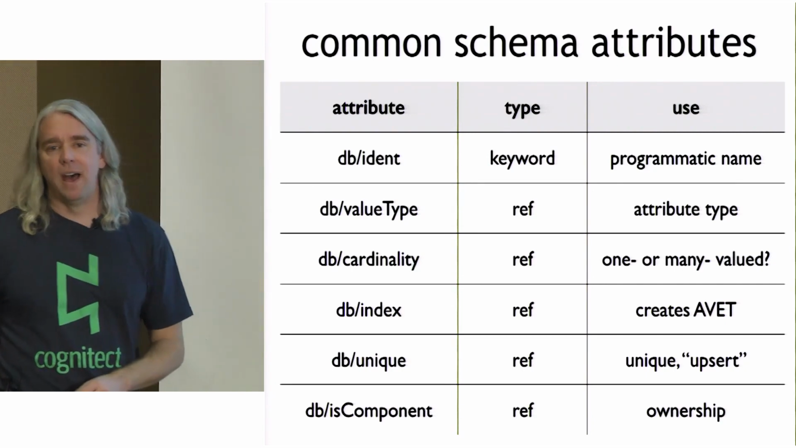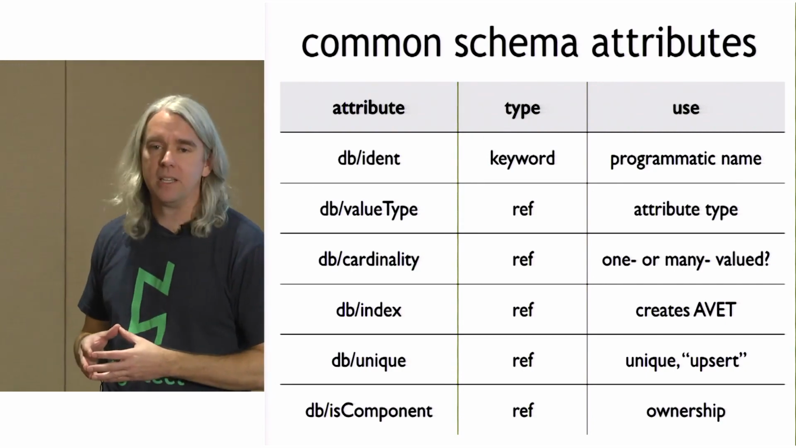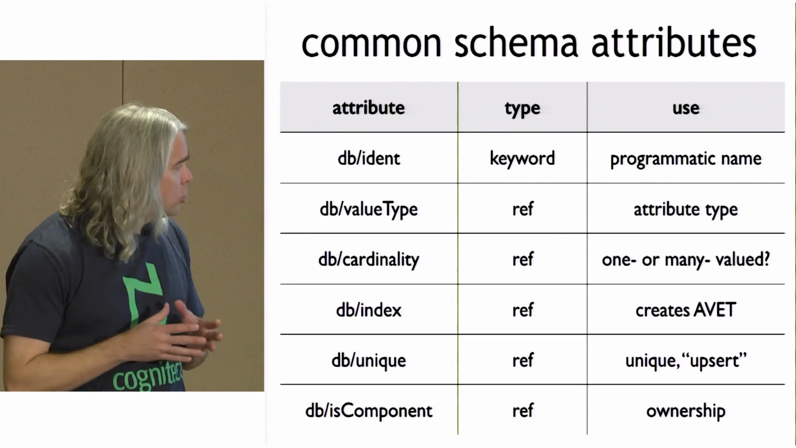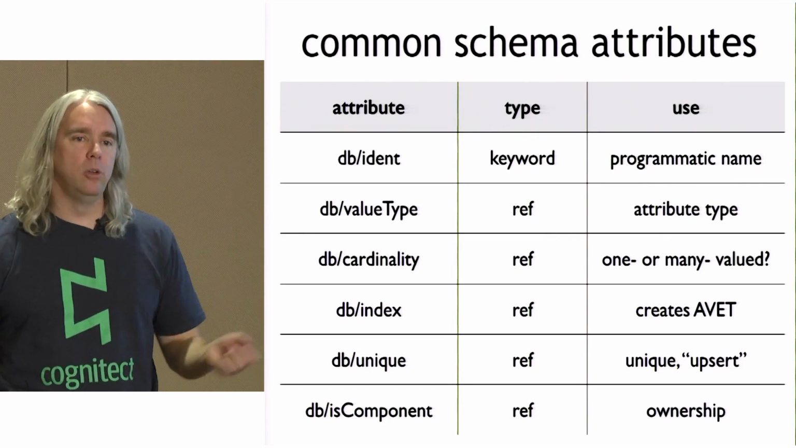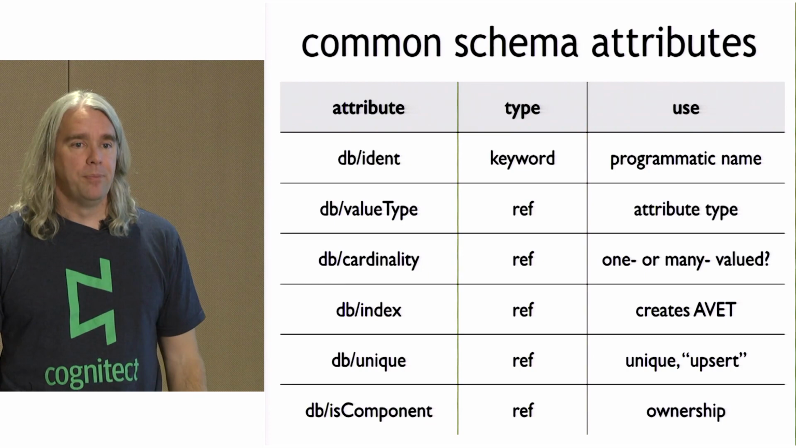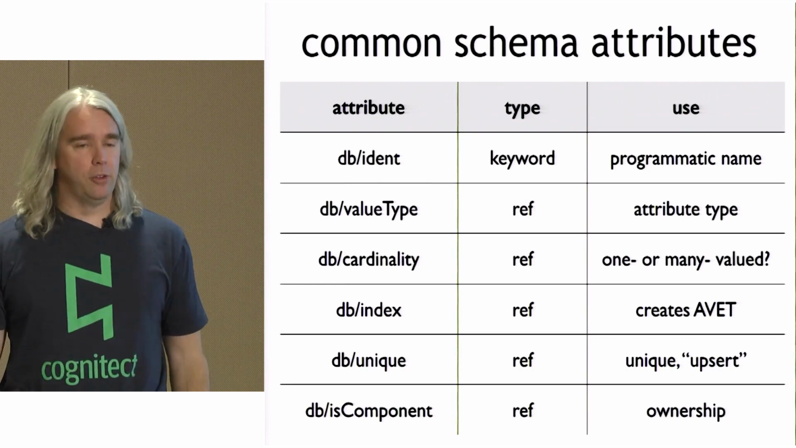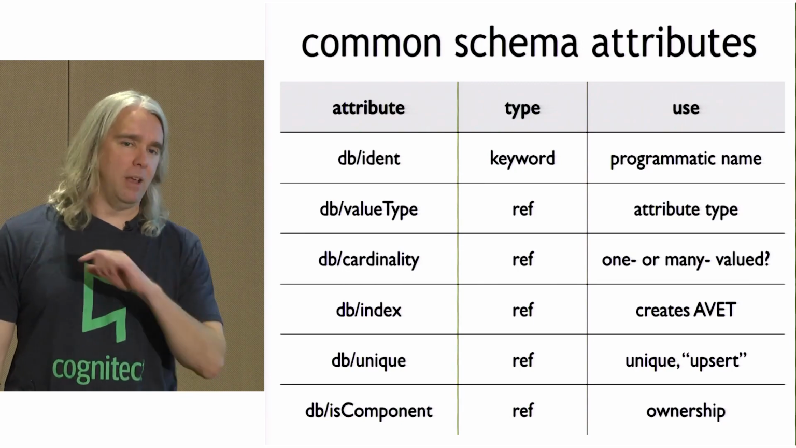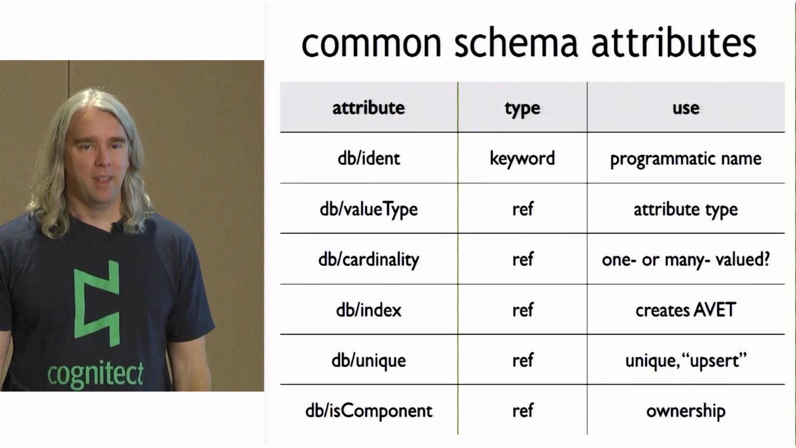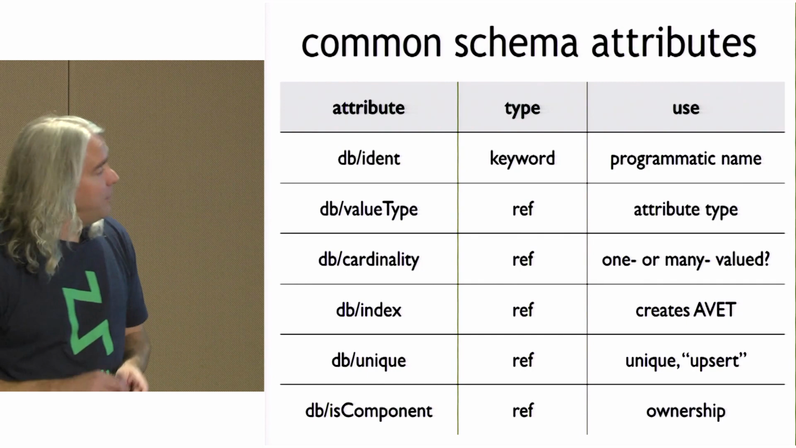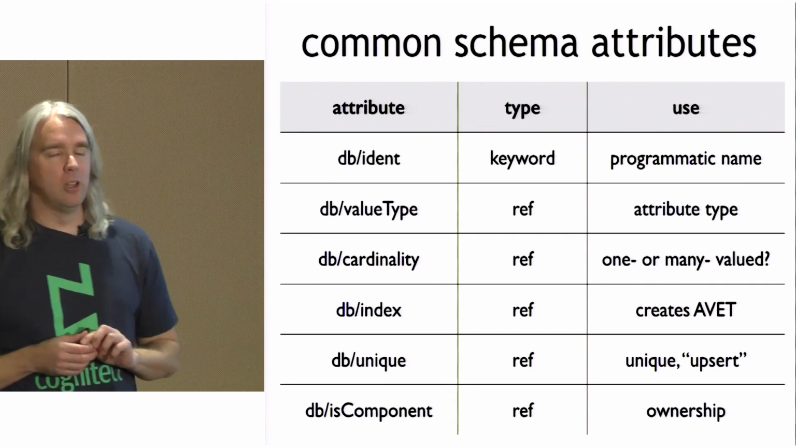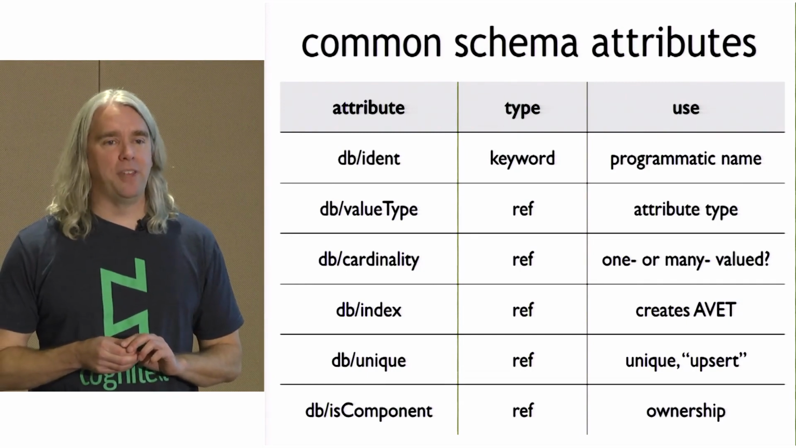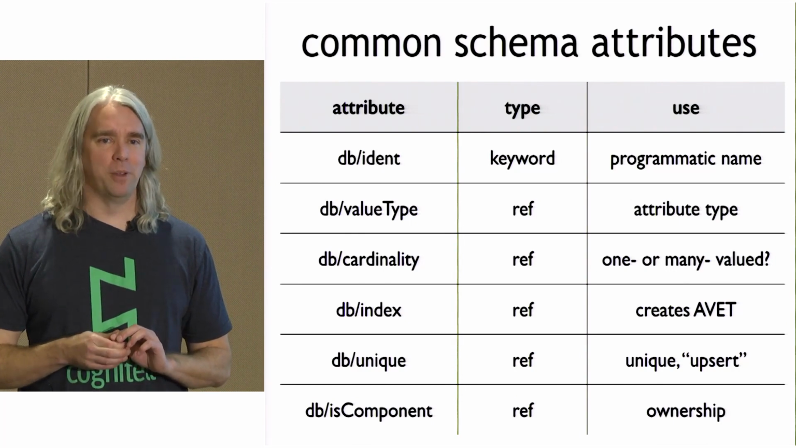db/unique specifies the uniqueness characteristics of an attribute. And there are two choices here, db/unique value or db/unique identity. db/unique value says there can only be one entity in the system that has this value of the attribute. And if you ever try to make a second one, throw an exception. db/unique identity, this is cool, says there can only be one of these, and if you ever try to make a second one, just merge it with the first one.